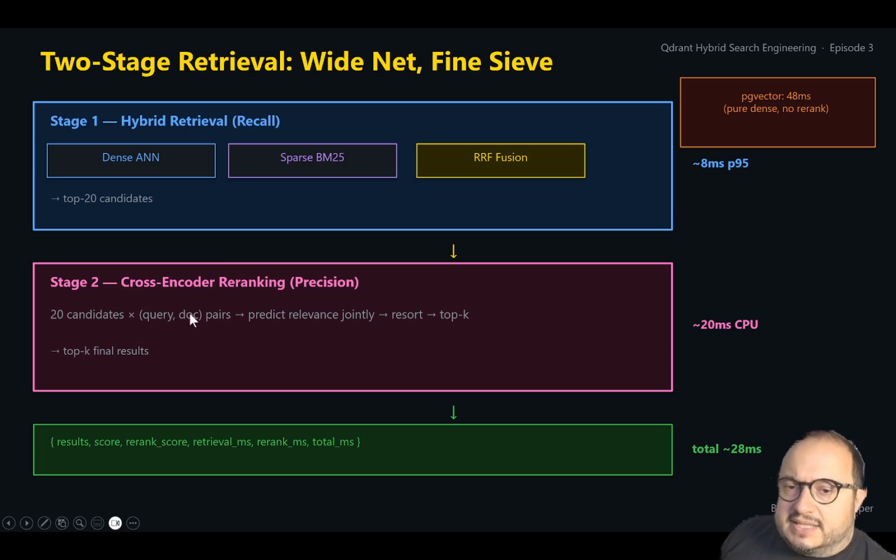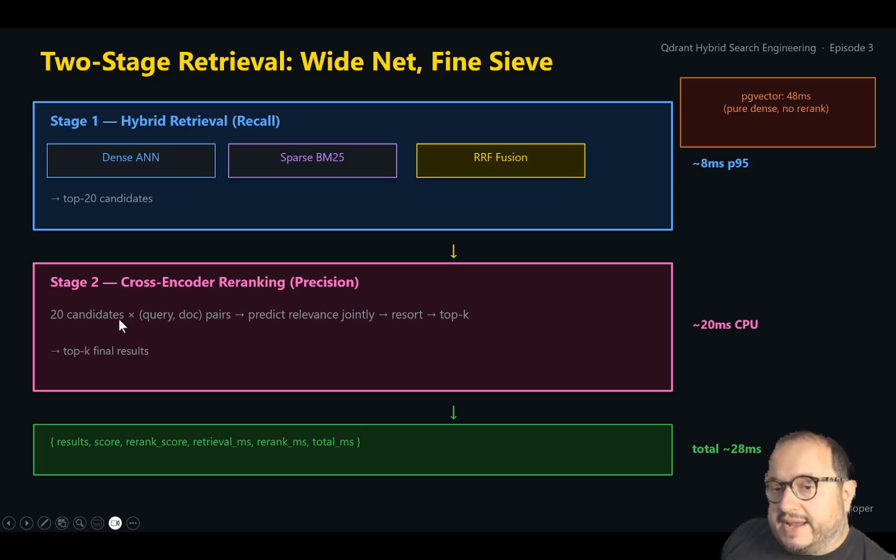Here's why. Stage 1 is retrieval. Cast a wide net, run a hybrid search, dense plus sparse with RRF, and return 20 to 50 candidates. The goal of stage 1 is recall. You want every relevant document to be in the candidate list. Hybrid search is the right tool here. It combines semantic understanding with exact token matching, and Qdrant runs both in one request.